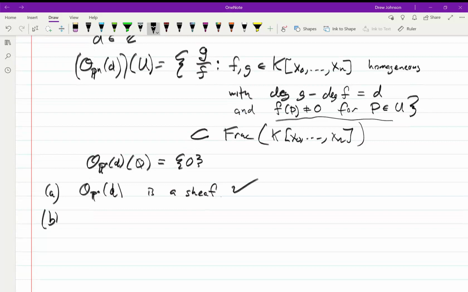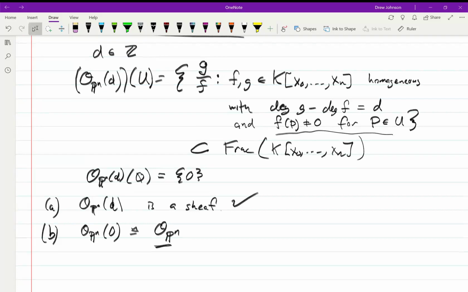Let's talk about part B. If you take O_{Pn}(0), this is actually isomorphic to the structure sheaf O_{Pn}. Remember we defined the structure sheaf on projective space to be locally a quotient of homogeneous polynomials of the same degree. In the case D equals 0, that's just saying F and G have the same degree. And we're on a unique factorization domain, so locally a quotient of polynomials is the same as globally a quotient of polynomials. So this is all good.